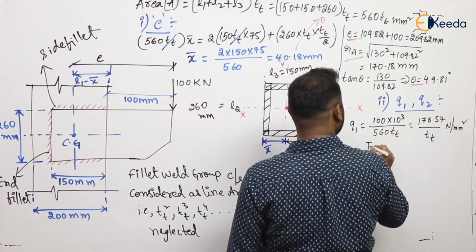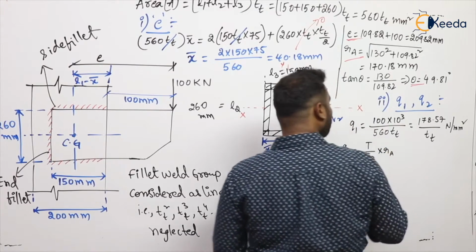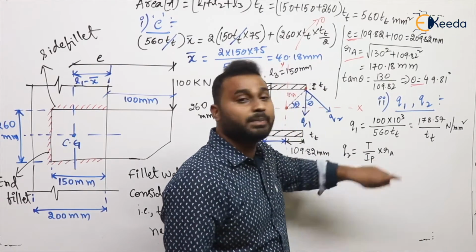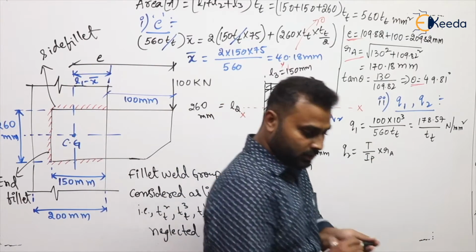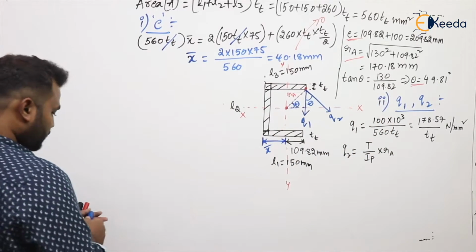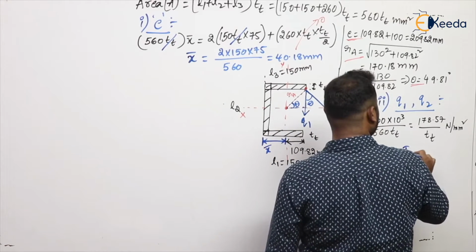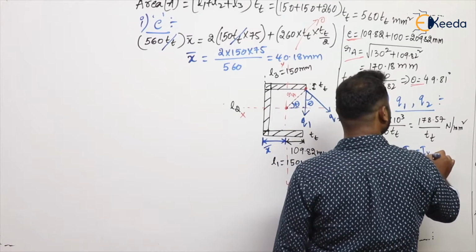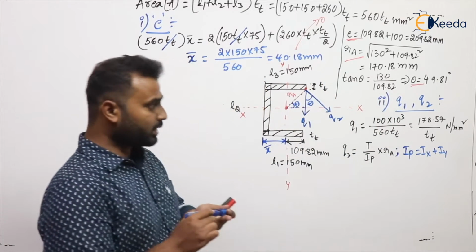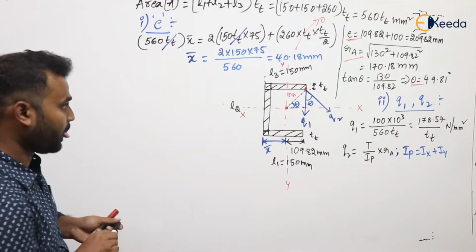Q2 formula is T upon IP into RA. So here more calculation is required, for finding out IP. So for that I'll rub this total portion, this diagram. We know that from perpendicular axis theorem, IP is equal to Ix plus Iy, right? So to know that polar moment of inertia, we need to calculate Ix plus Iy, right?